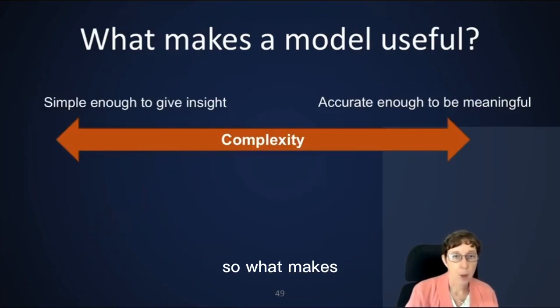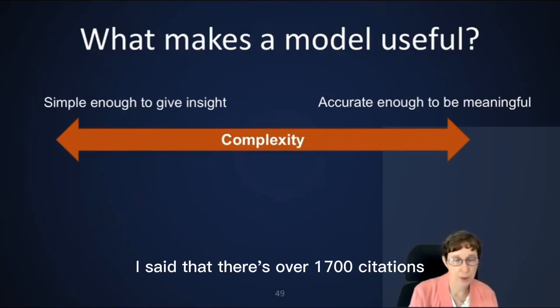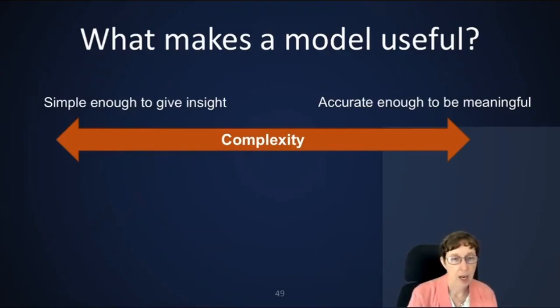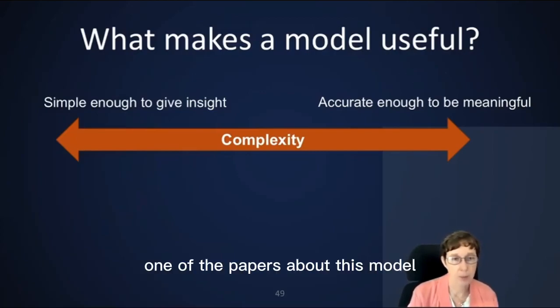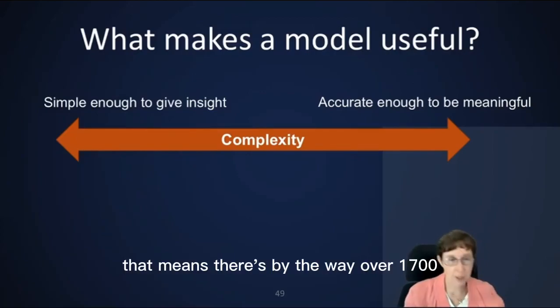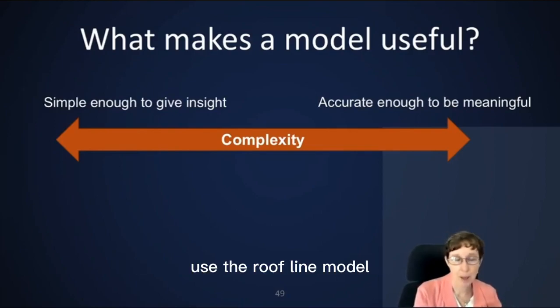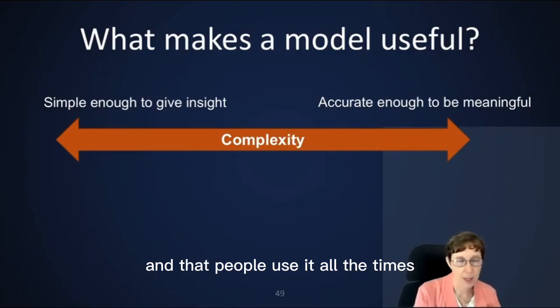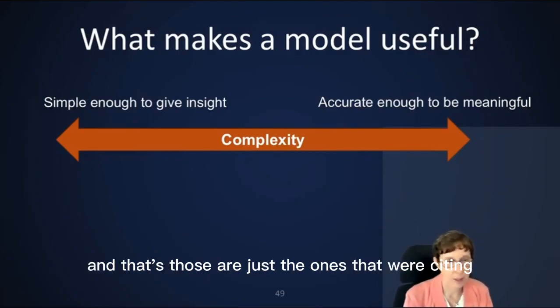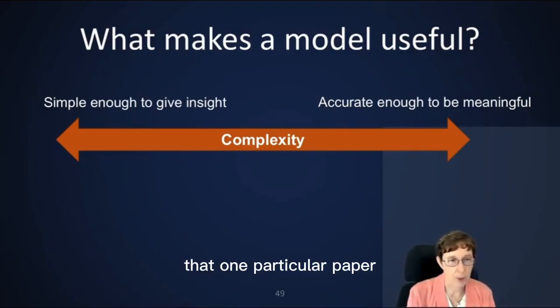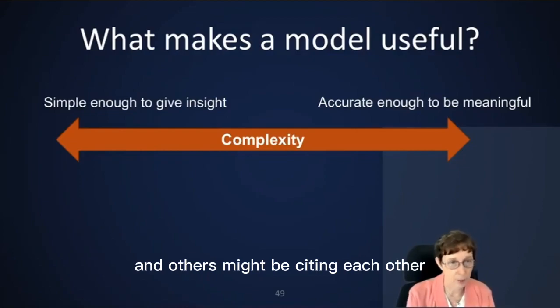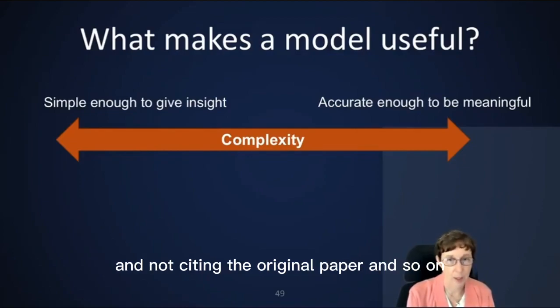So what makes this such a useful model? I said that there's over 1,700 citations of one of the papers about this model. That means there's, by the way, over 1,700 other publications that all use the roofline model, and people use it all the time. And those are just the ones citing that one particular paper, and others might be citing each other and not citing the original paper and so on.